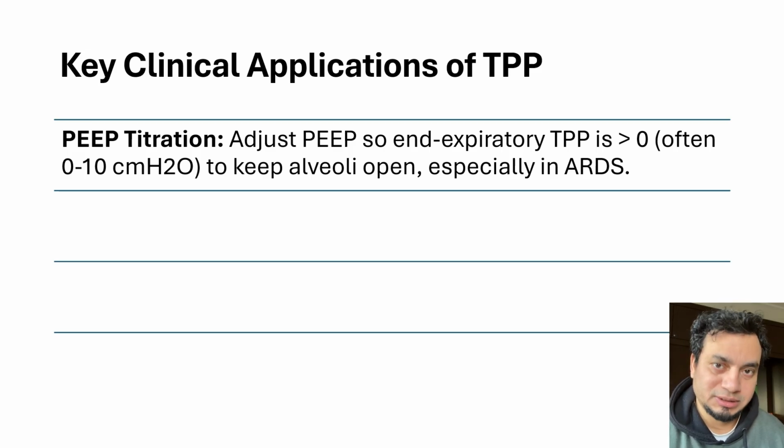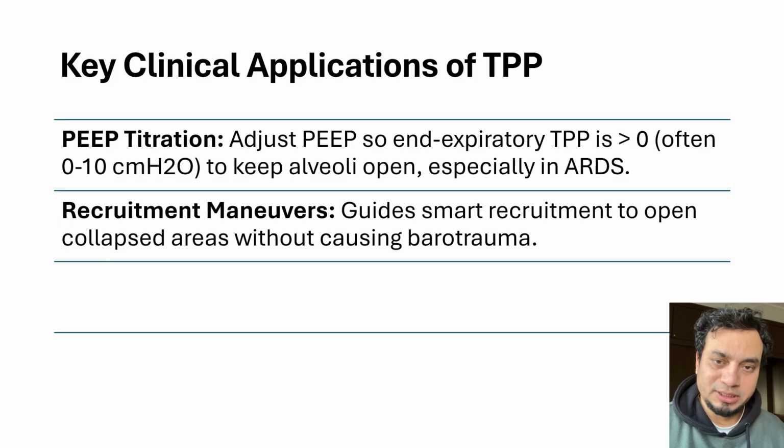It is one of the methods. As you know, this is also a big topic. How to select the best PEEP, how to select appropriate PEEP for a patient who is undergoing ARDS ventilation. So you have to know what are the ways to select the best PEEP. So this is one of the methods where we adjust the PEEP so that expiratory TPP is more than zero up to 10 centimeter of water to keep alveoli open, especially in ARDS, to prevent alveolar collapse or atelectrauma.